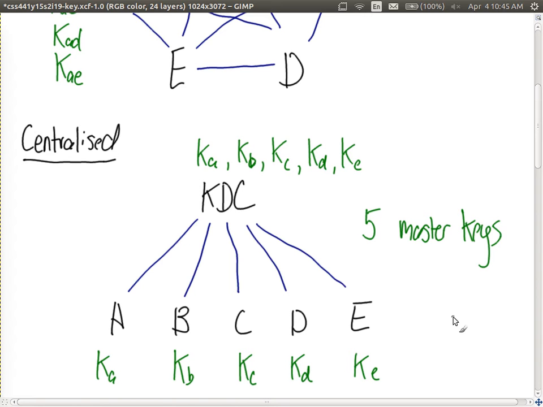Once we exchange a master key with a KDC, then we'll see in the next few slides a protocol for distributing a session key. And a session key will be used between a pair of users. For example, A and B want to talk to each other, they need a session key. A and C want to talk to each other, they need a session key. So in both the centralized and decentralized schemes, the same number of session keys are needed, one for each pair, but with centralized, fewer master keys are needed.